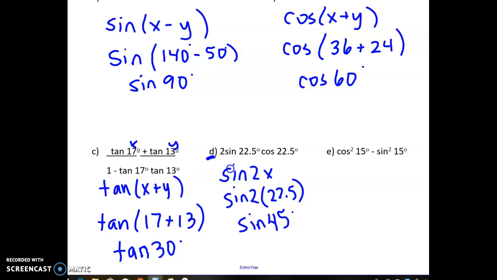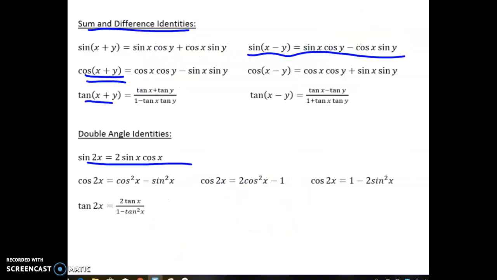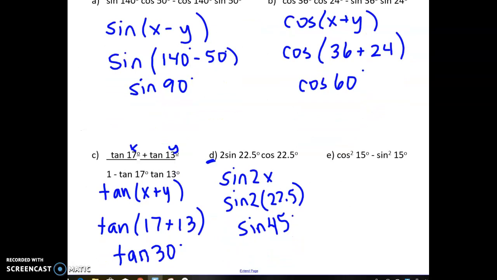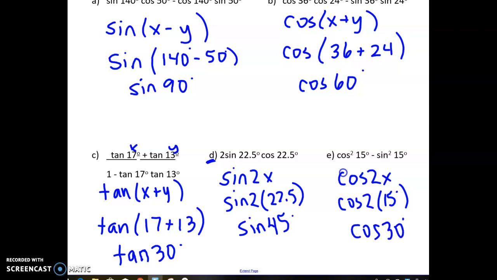Next one, E. Cos squared of 15 degrees minus sine squared of 15. Cos squared minus sine squared is the cos double angle identity. So cos of 2x. And this time we're going to put in 15 degrees for x. So we get cos of 30 degrees.